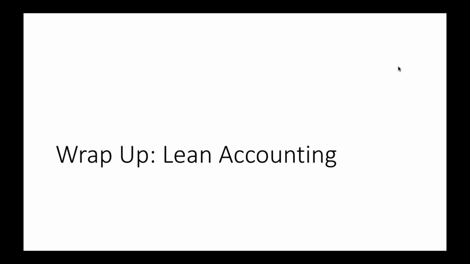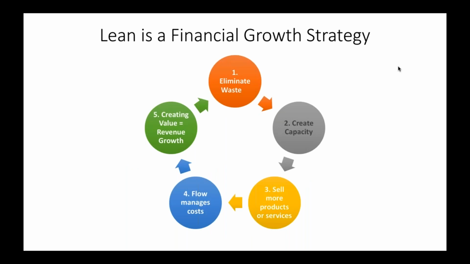So let's wrap up and then we'll get to some questions. If we go back to the beginning, session 1, lean is a financial growth strategy. It's about eliminating waste, creating capacity, using that capacity to sell more products and services, managing flow to manage our costs, and creating value and revenue growth over time. That is the strategic foundation of lean.